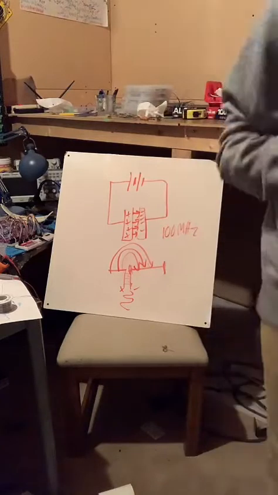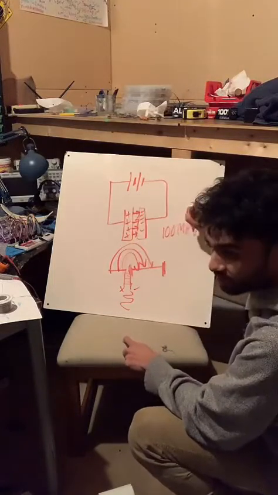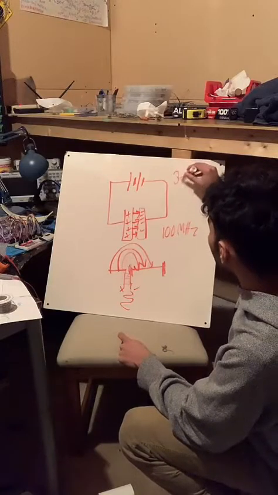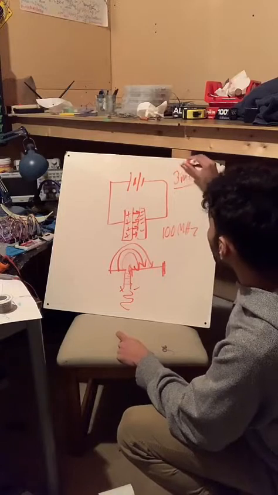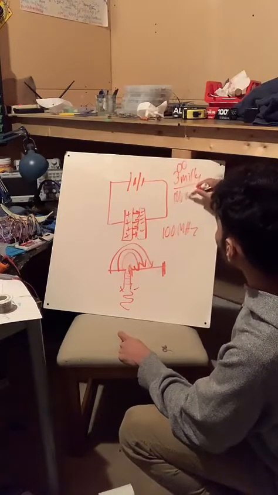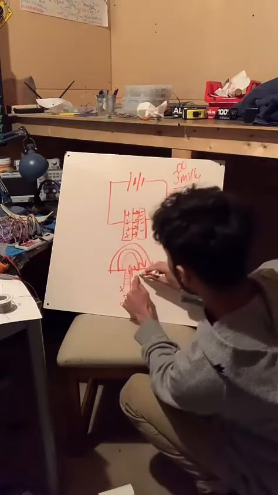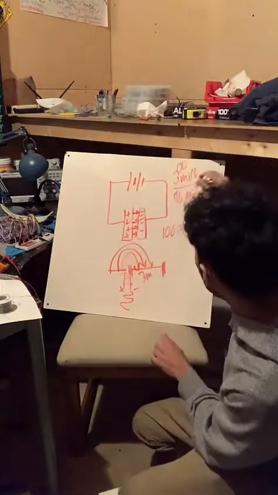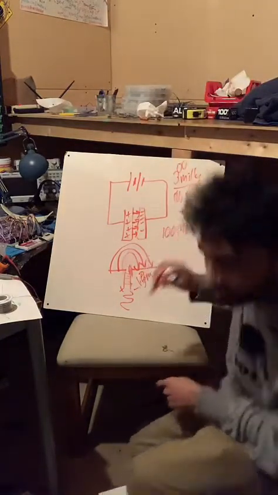But there's more, there's way more. The length of this piece of metal needs to match 100 megahertz. What's the wavelength of that? It'd be 300 million divided by 100 million, which is 3, right? So this would need to be 3 meters long. Oh, no, I lied. Divided by 2. So this needs to be 1.5 meters long.